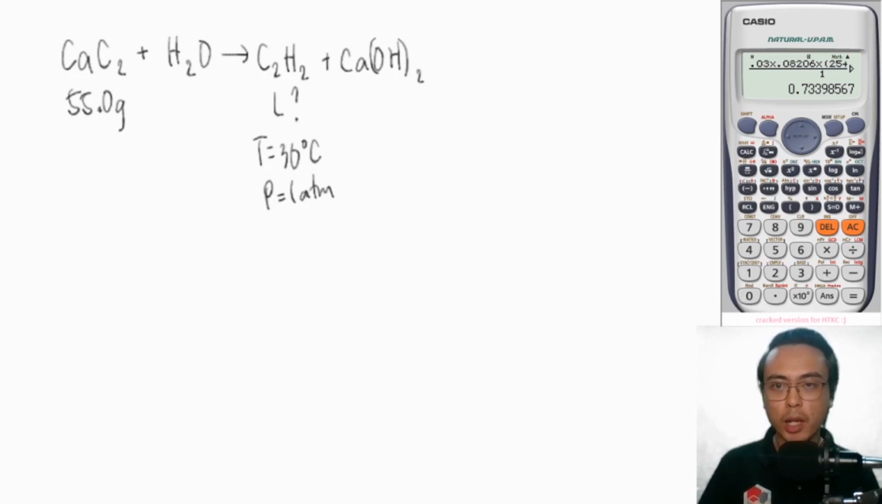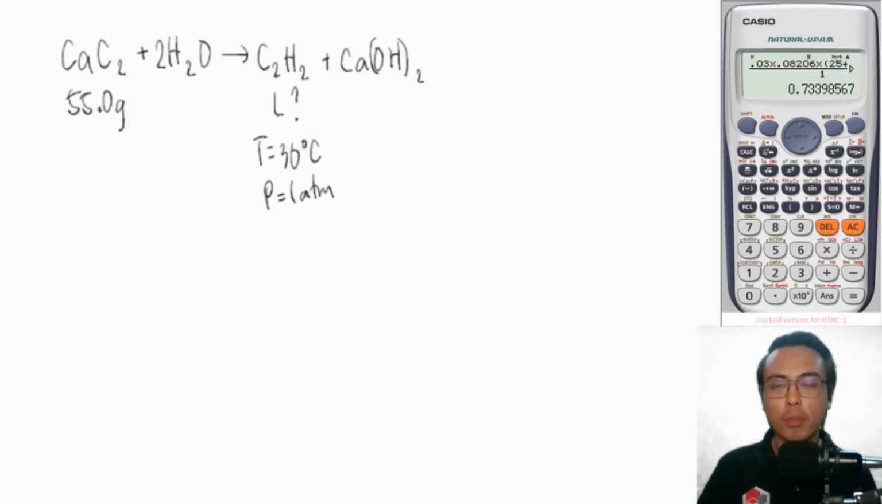Let's first try to balance our equation. Calcium is already balanced. Carbon, 2 is to 2, that's already balanced. Hydrogen, we have 2 in the reactant and you have 4 in the product, so you have to multiply water by 2 to make it balanced. And oxygen is 2 in the reactant and 2 also in the product.